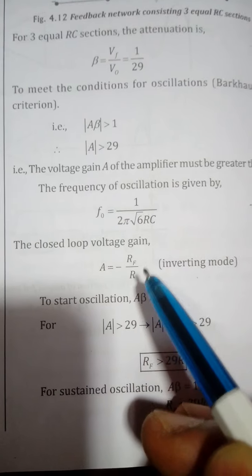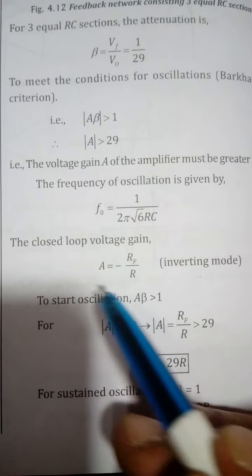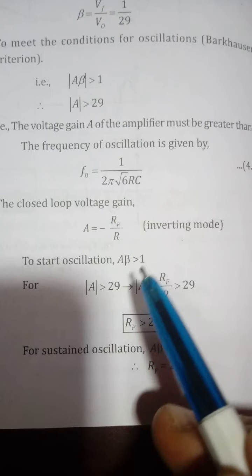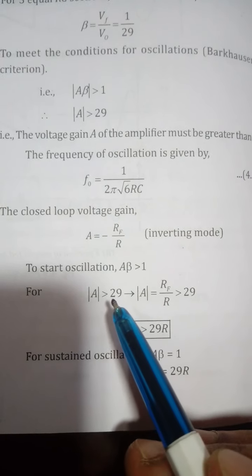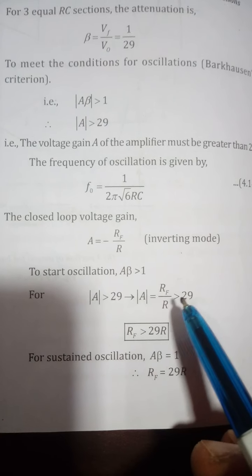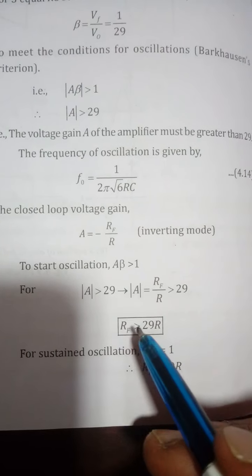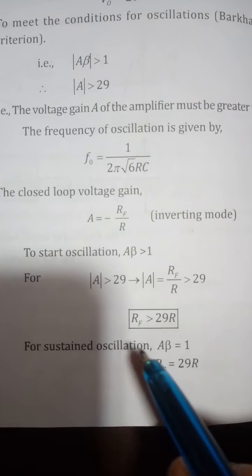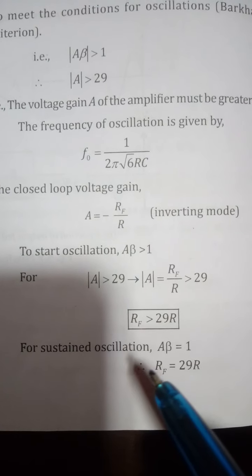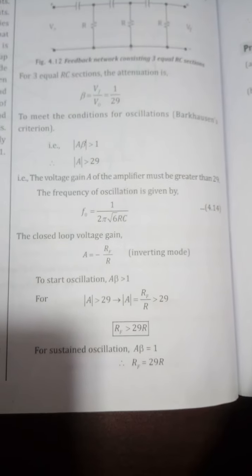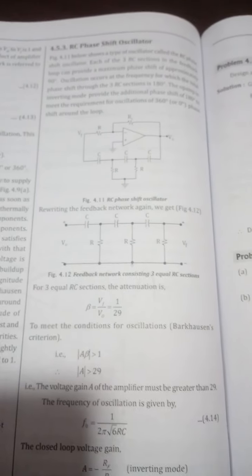The closed loop voltage gain A equals minus RF by R. So this is for the inverting mode. To start oscillation, A beta should be greater than 1. For modulus of A greater than 29, it means RF by R should be greater than 29. If you cross multiply, you get RF greater than 29 times R. And for sustained oscillation, A beta should be equal to 1. Therefore, RF is equal to 29R. So this is regarding your RC phase shift oscillator.